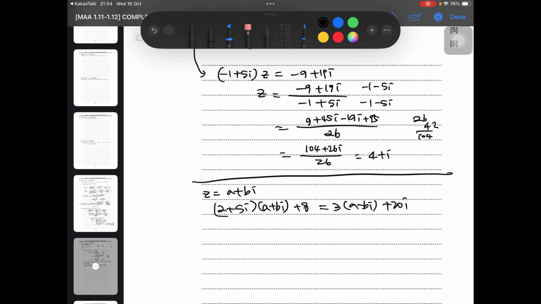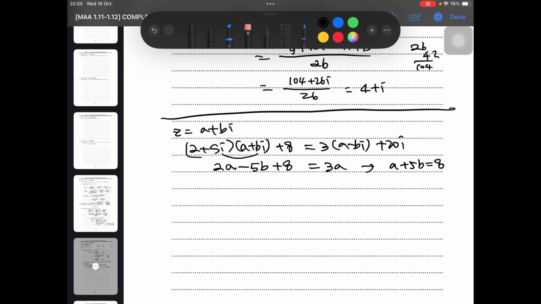On the left side, I will set only the real part first. So 2a minus 5b plus 8 equals 3a. So this is the real part. So a plus 5b equals 8. And the imaginary part, from here, 5a plus 2b. On the right side, negative 3b plus 20. When you compare complex numbers, you only compare real with real and imaginary with imaginary. You don't compare imaginary and real, something like that.